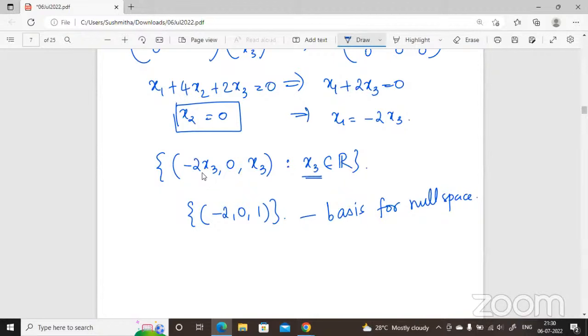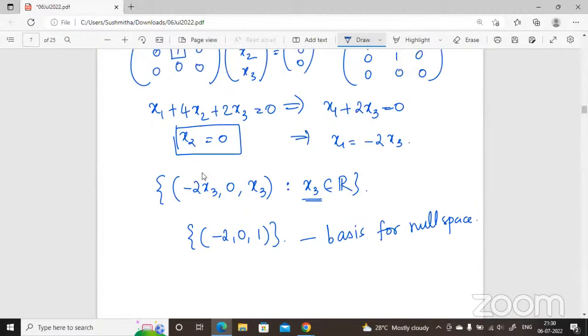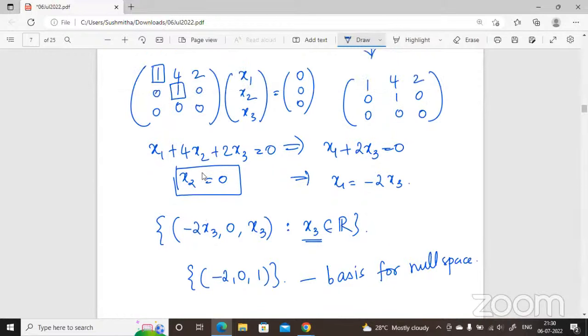Okay. And dimension is number of free variables or cardinality of basis? Cardinality of basis, but when you talk about the dimension of null space, it becomes the number of free variables. But basis means dimension is the cardinality of a basis.